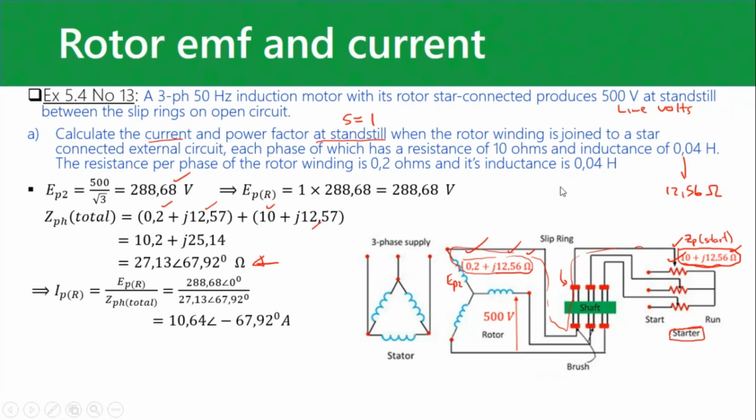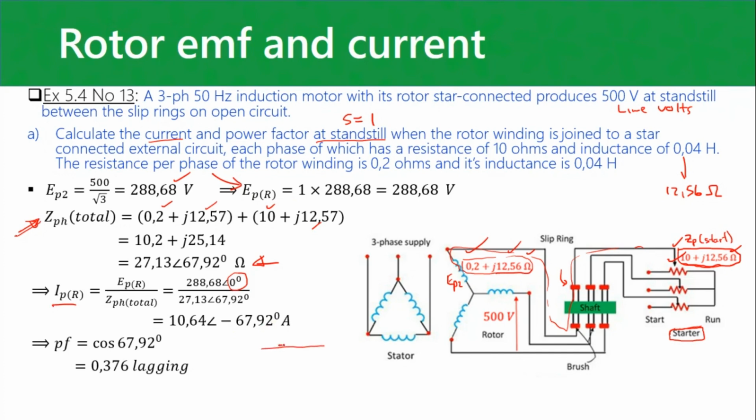So all you have to do is get that and that. Or rather, no, that and that. And then you can work out the current. And the power factor, you always put your phase EMF at 0. So relative to that 0, you've got a minus 67.92 degree angle for the current.